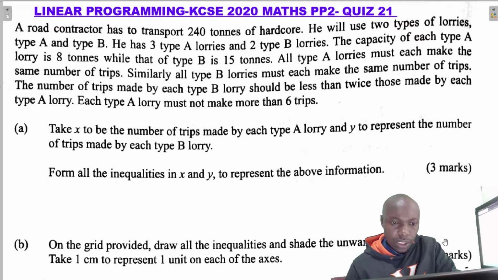Part A of the question is: take X to be the number of trips made by each type A lorry and Y to represent the number of trips made by each type B lorry. Form all the inequalities in X and Y to represent the above information, 3 marks. And then down there we have the grid provided: draw all the inequalities and shade the unwanted region. Take 1 centimeter to represent 1 unit on each axis. That is 4 marks.